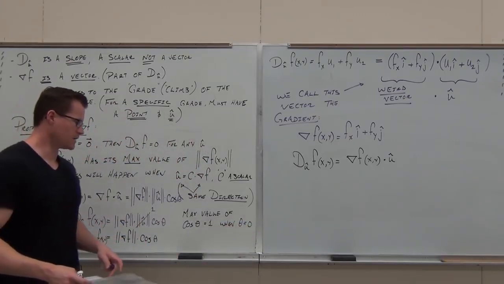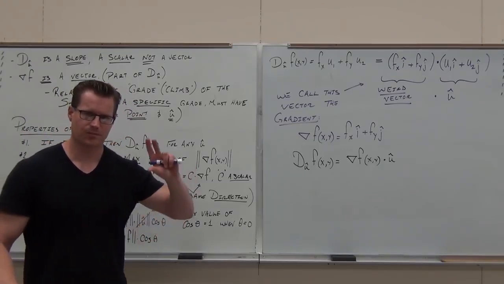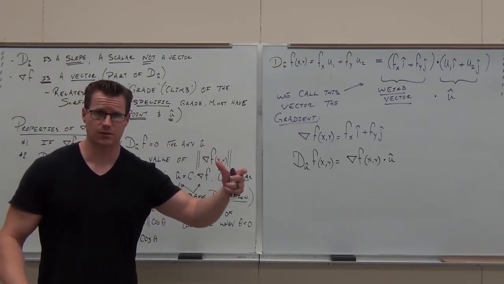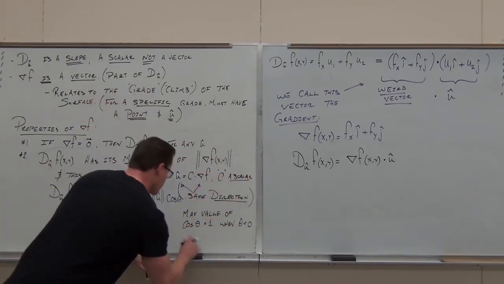The max value of cosine is 1 when theta is 0, and that says that the angle between del f and u is 0. That says that they are parallel. That says they're in the same direction.